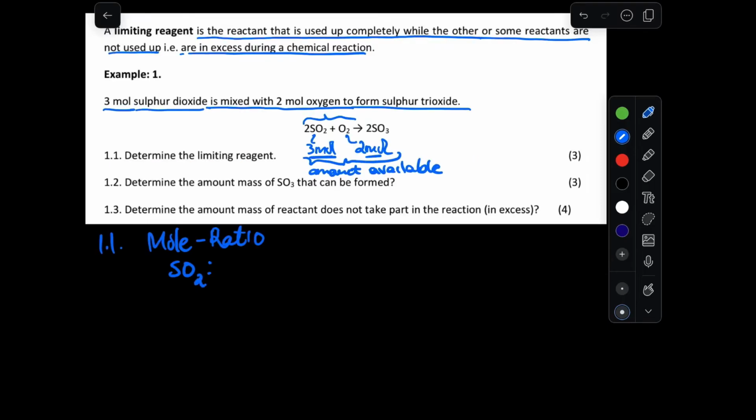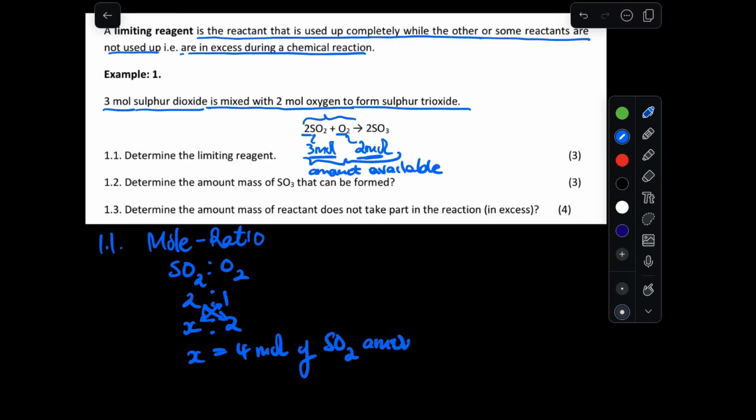Sulfur dioxide is to oxygen. What is the ratio between the two? It is 2 is to 1. Then we'll check the sulfur dioxide and put an X there. What is the amount available for oxygen? The amount available for oxygen is 2, and then we will cross multiply. So 1 times X is X, and 2 times 2 is 4. It's 4 moles of sulfur dioxide.